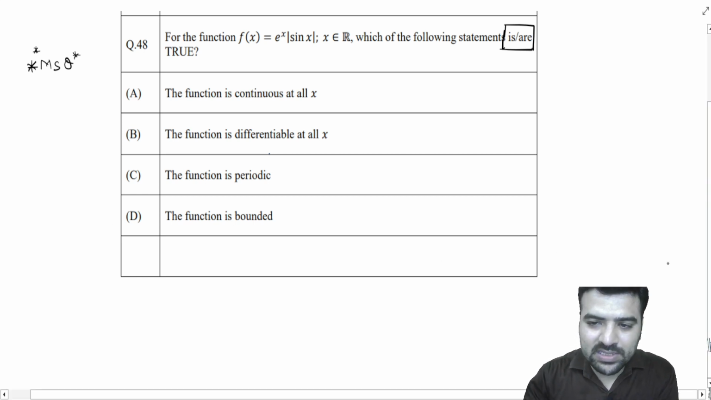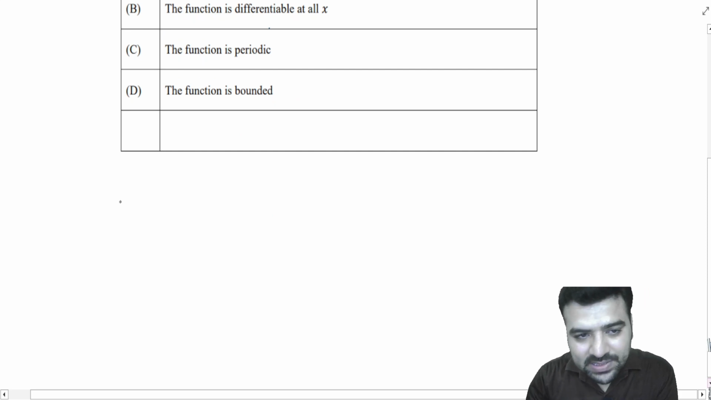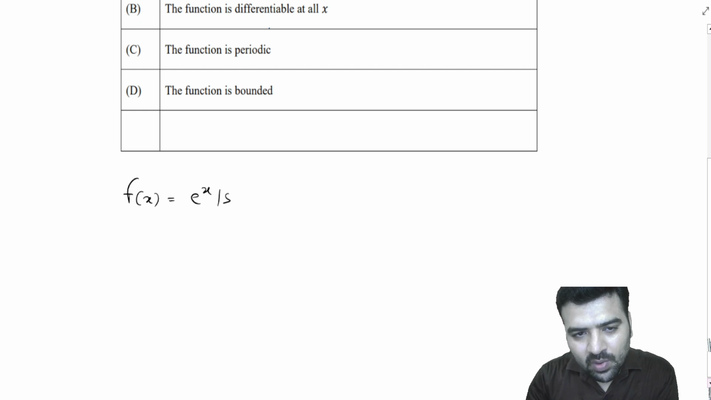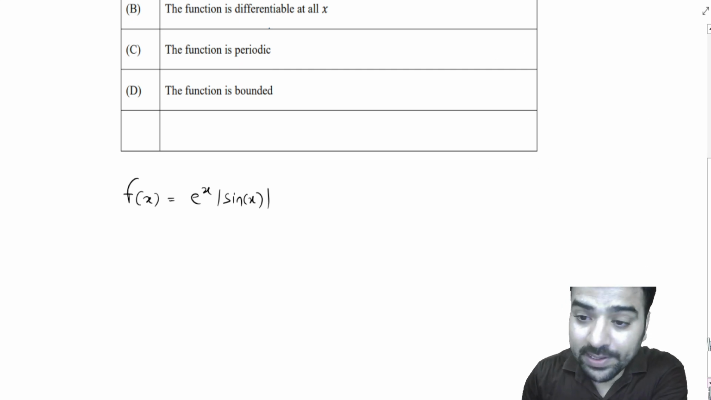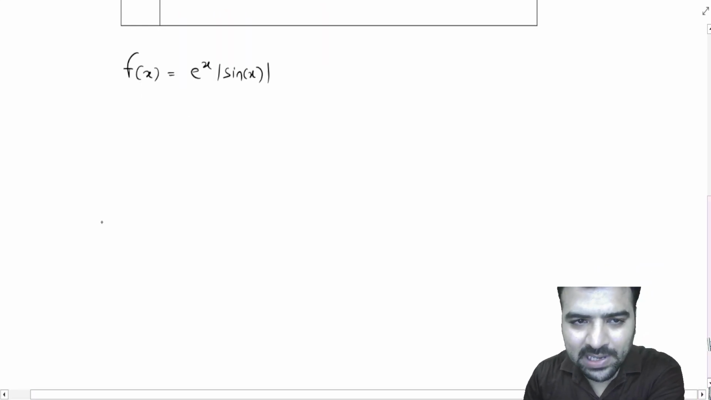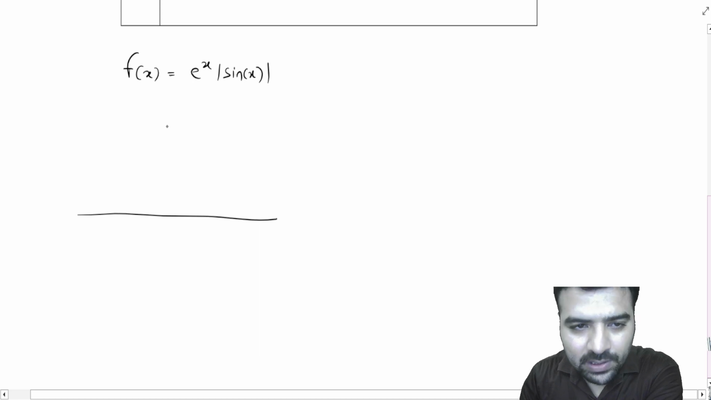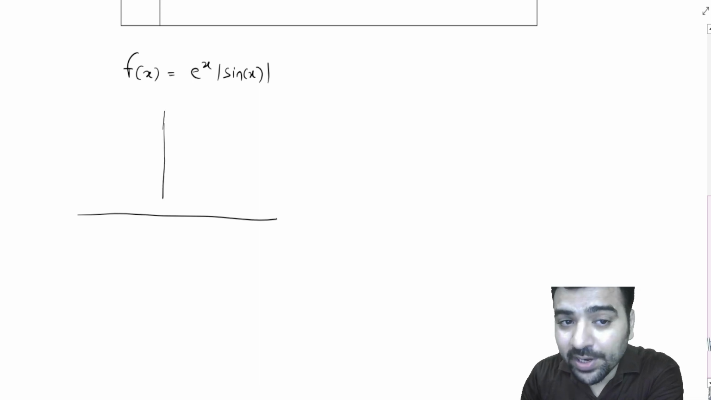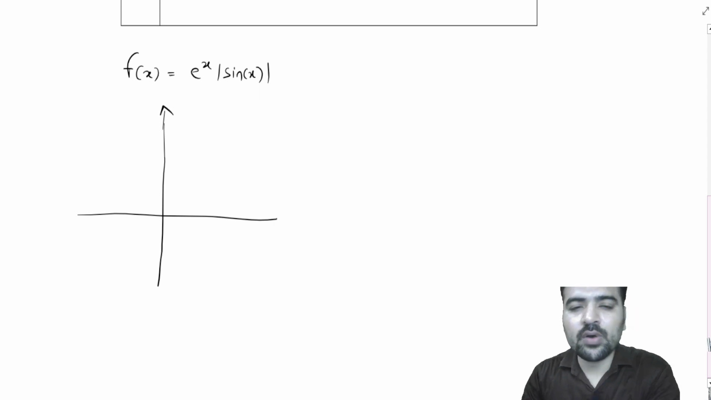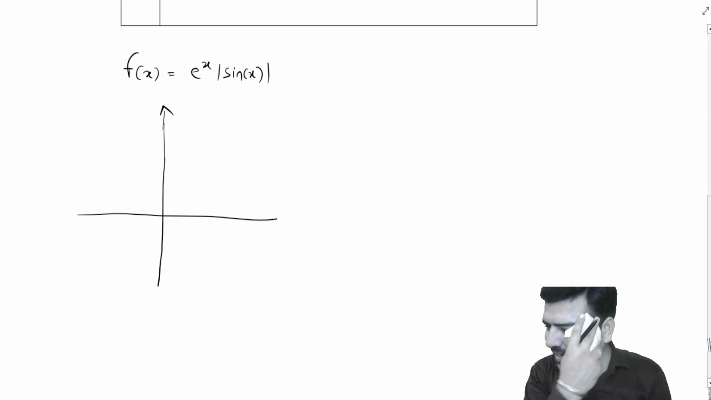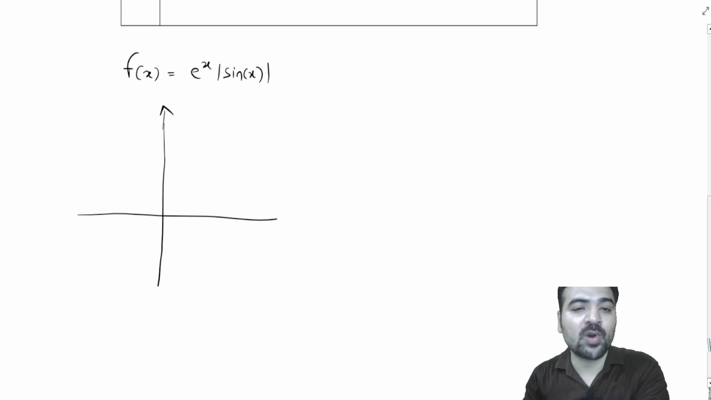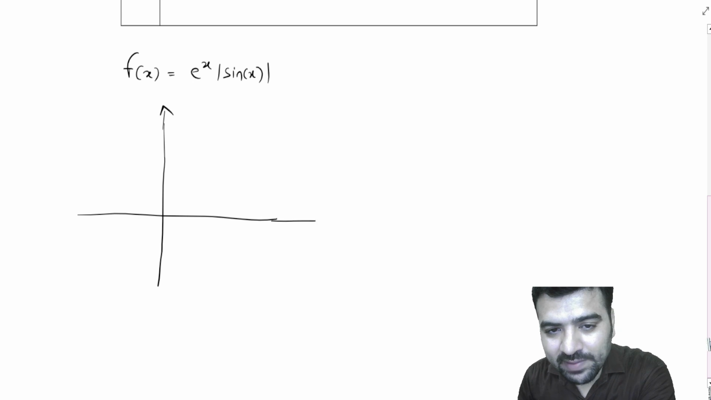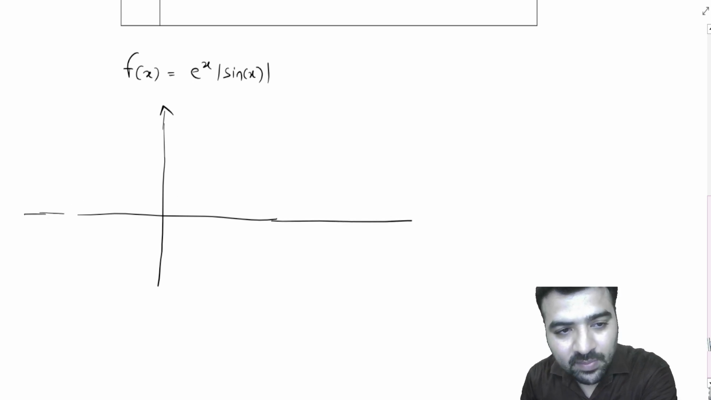If you look at this problem, f(x) is e to the power x into mod sine x. Now I want to plot it. How to plot it? Look at my last videos. I have already told how to plot e to the power x, and how you can transform the graph. In the last video I explained that if f(x) is given, how you can plot mod f(x). With the help of these two, I will show you how to plot e to the power x mod sine x.